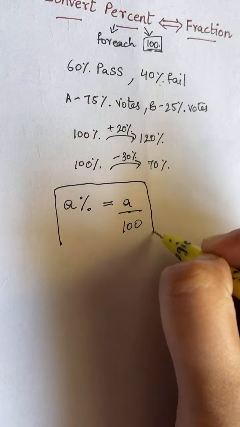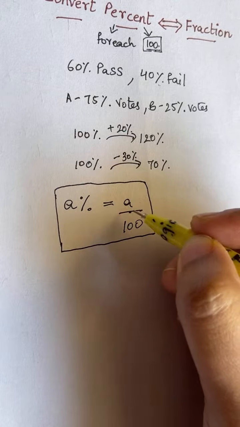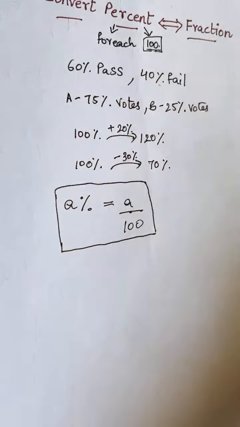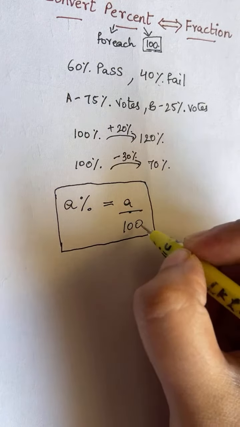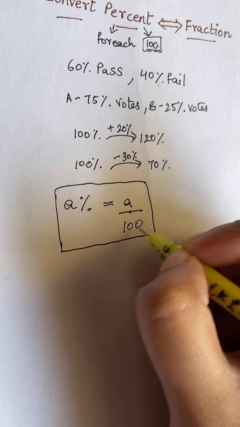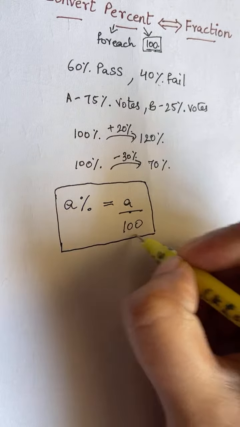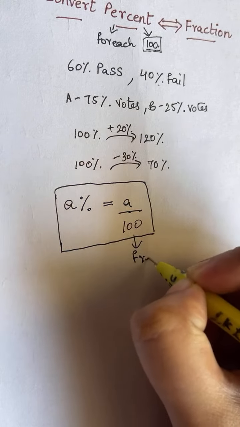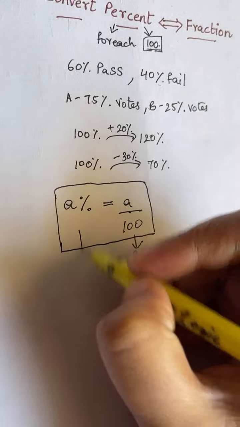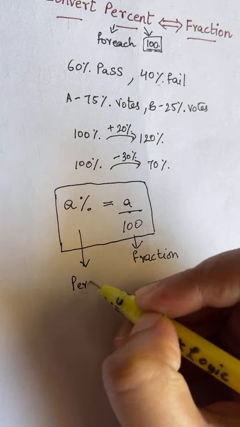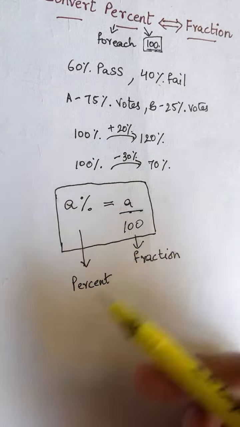So wherever you find a percent symbol, you can just write it like this, that it means A out of 100, A per 100. That's it. So this is the numerator, the top number. The denominator is the bottom number, and it is always 100 whenever you're talking about percents. This is a fraction, and this is percent. So this is how you convert a percent to a fraction, or a fraction to a percent.